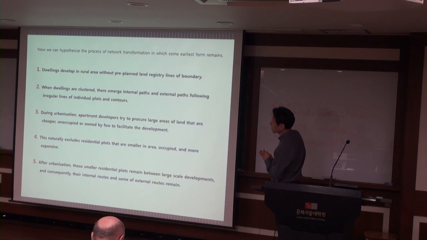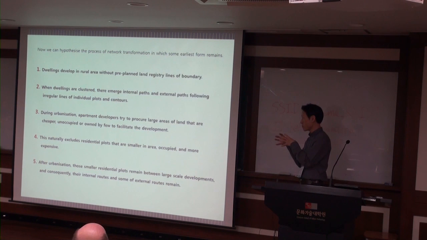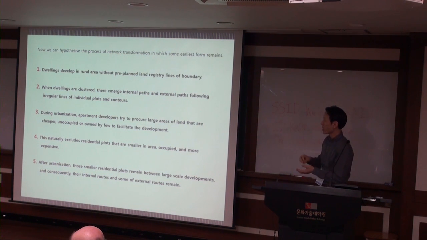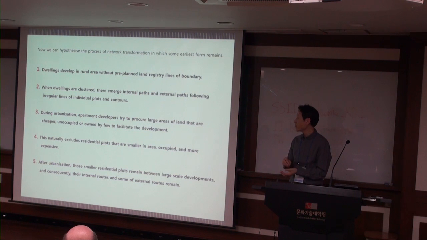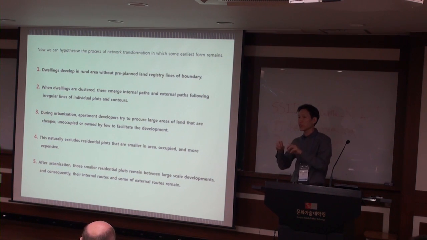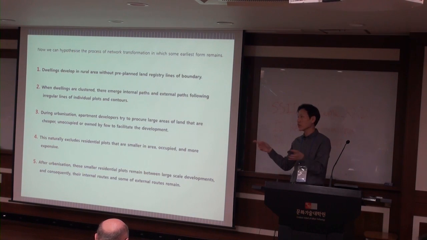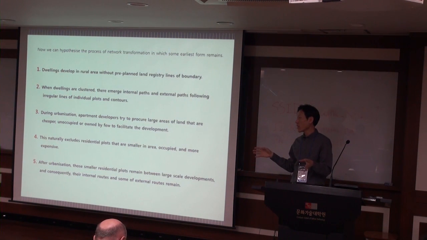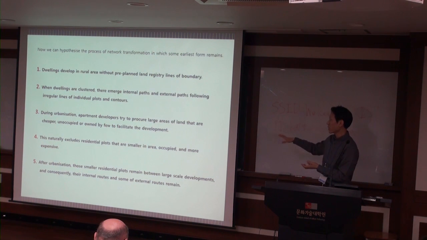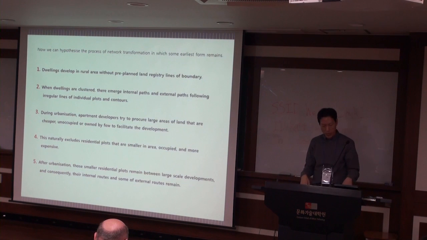And at the third phase, during the urbanization, apartment developers try to procure large areas of land. This is the critical part. And they mainly try to procure the land which is cheaper, unoccupied, or owned by few to facilitate the development. If you think about buying a huge amount of land by buying individual houses in the village, you have to deal with many owners. And typically, those lands are more expensive than the outside area of field or hills or mountains.